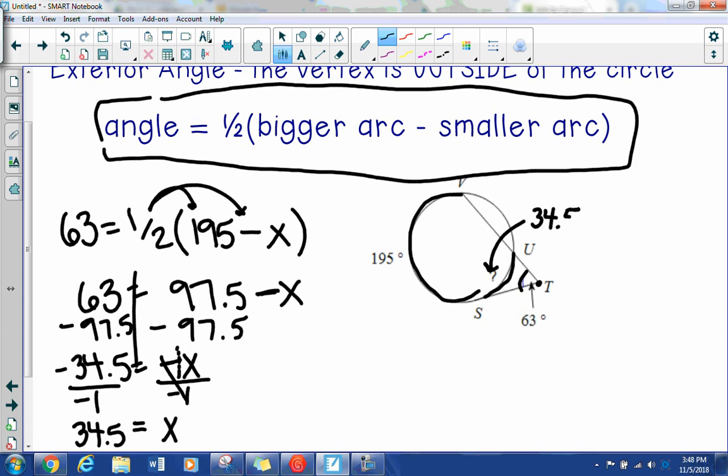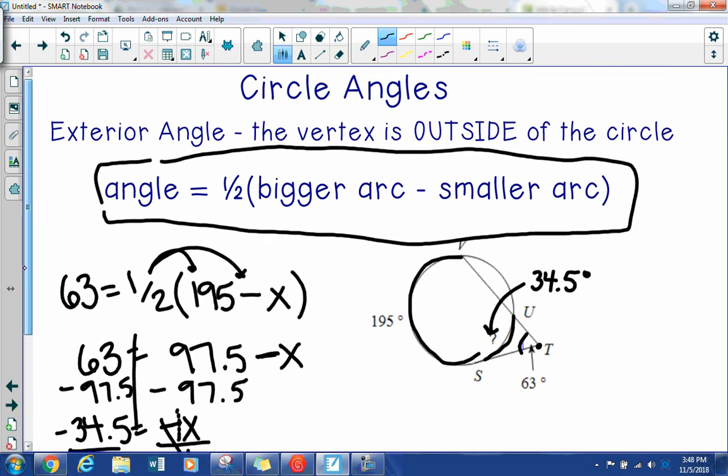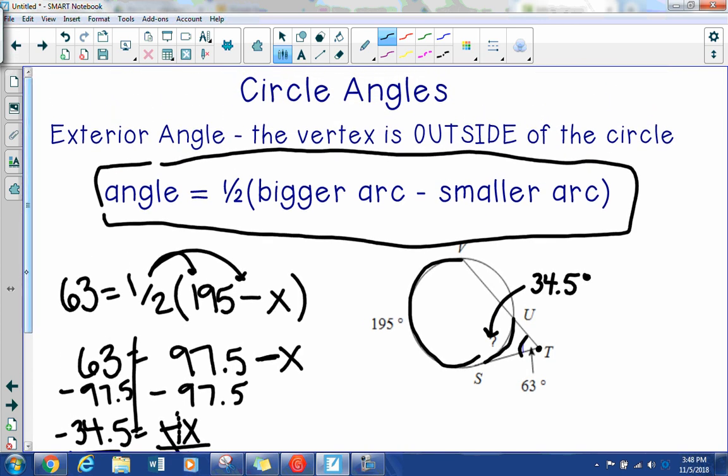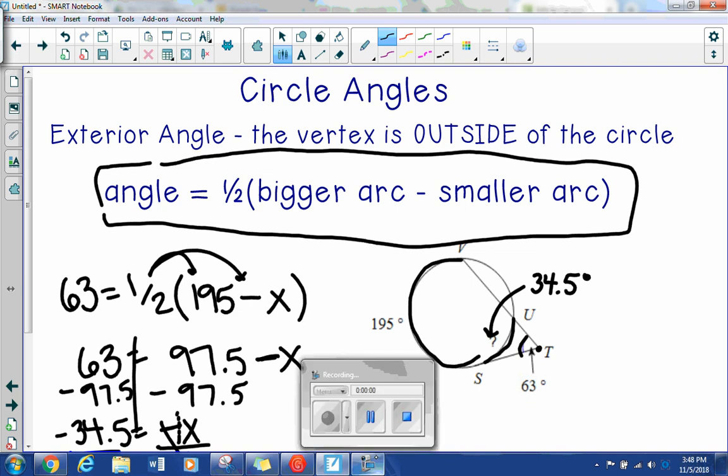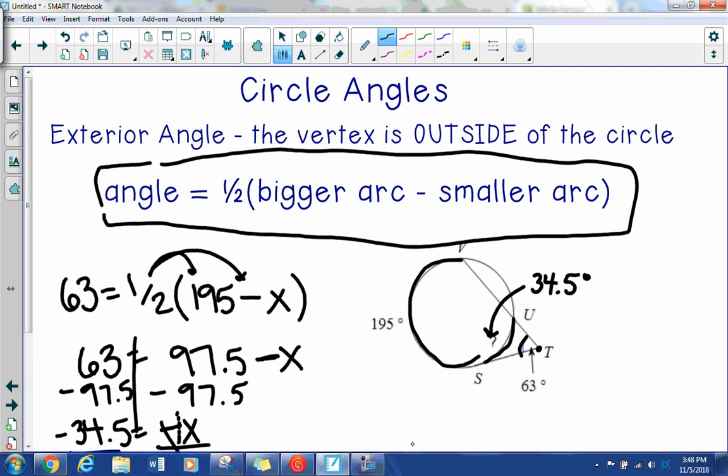So again, that's a review of central angles and inscribed angles, as well as showing you the two new relationships for interior and exterior angles in relation to circles. And remember, the question of when to use which one of these relationships can be answered simply by finding where the vertex is located.